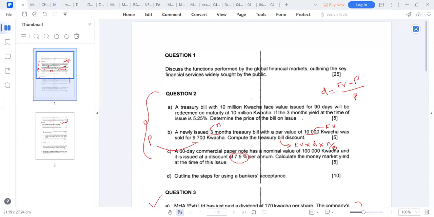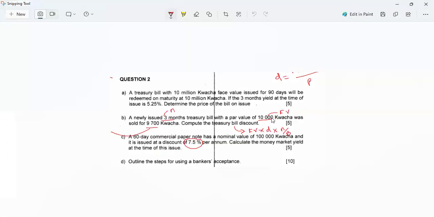A treasury bill with 10 million kwacha face value issued for 90 days will be redeemed on maturity at 10 million kwacha for 3 months at a yield of 5.25. Let's calculate the price of the bill. So how do we calculate the price? Anyone? What's the formula for the price of the TB?